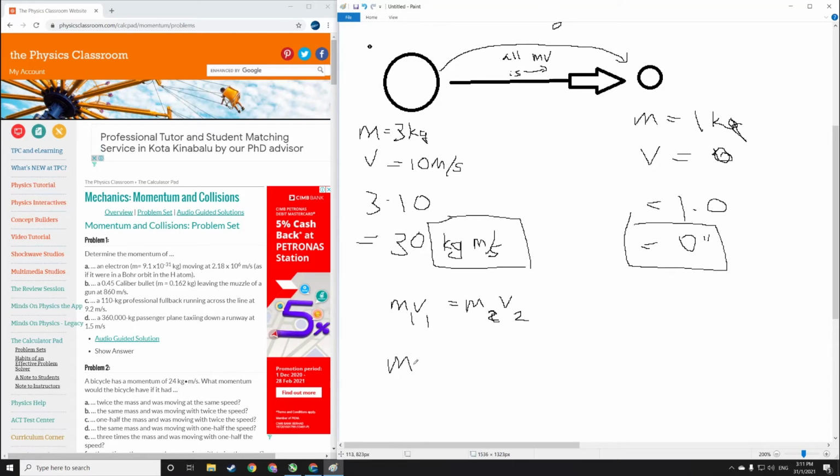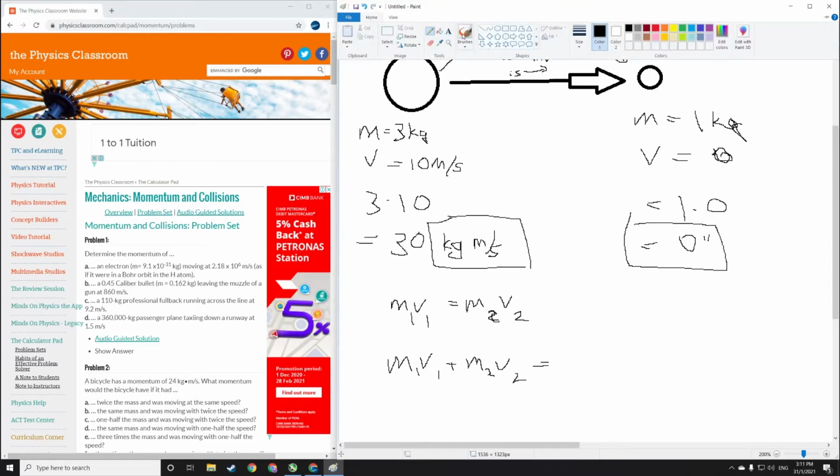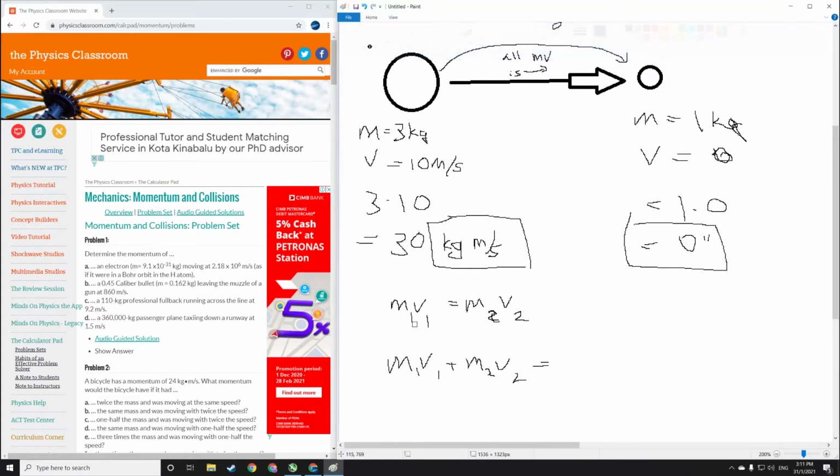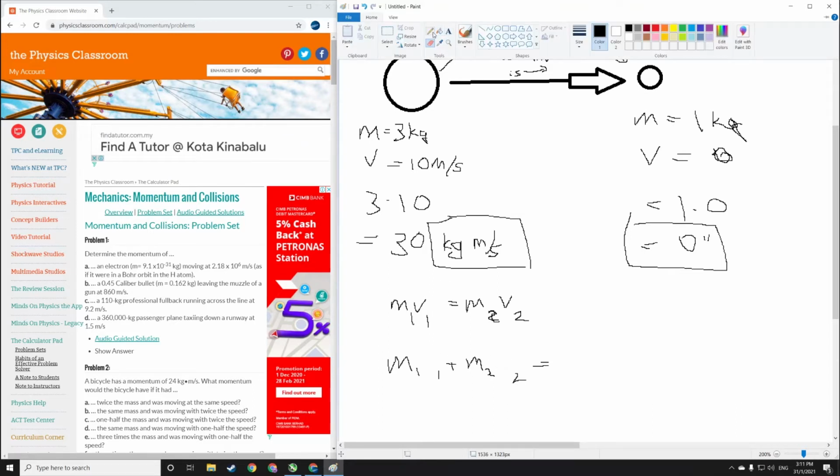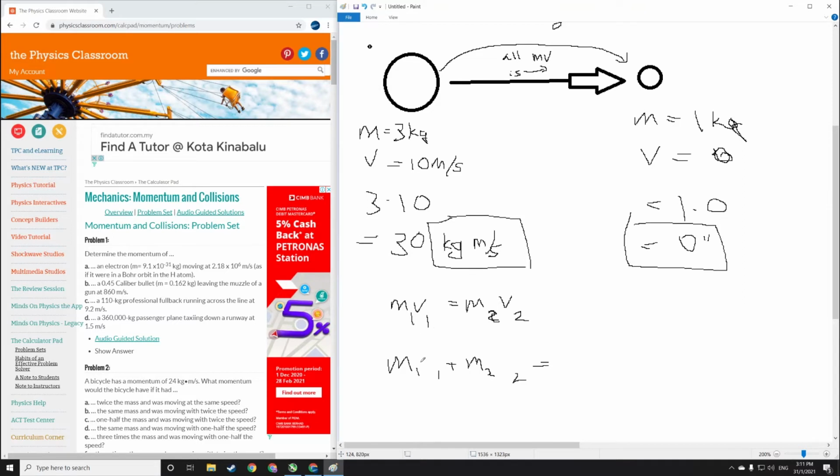So m1 v1 plus m2 v2, sorry. What we can in fact do is call these quantities our initial velocity, because again we are dealing with mechanics. So instead of saying v, we can say u, okay, and then this becomes m1 u1 plus m2 u2.